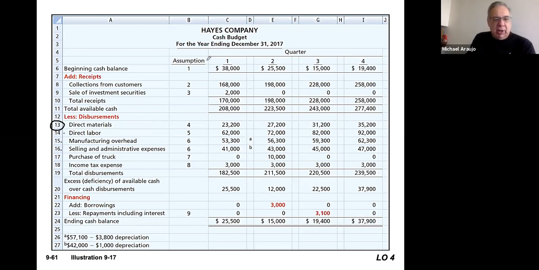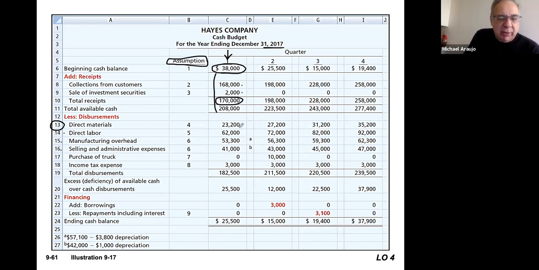So first of all, the assumptions are provided in that big list of things that we went through earlier. This is the very first quarter for 2017. They have $38,000 of cash on hand. They're expecting $170,000 of cash to come in, $168,000 from customers, $2,000 from selling those securities. That's the $170,000. The $208,000 is those two numbers added together. So that's the total cash they're going to have in the first quarter.